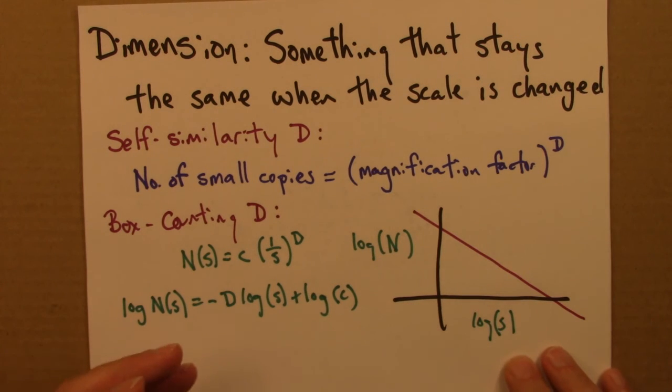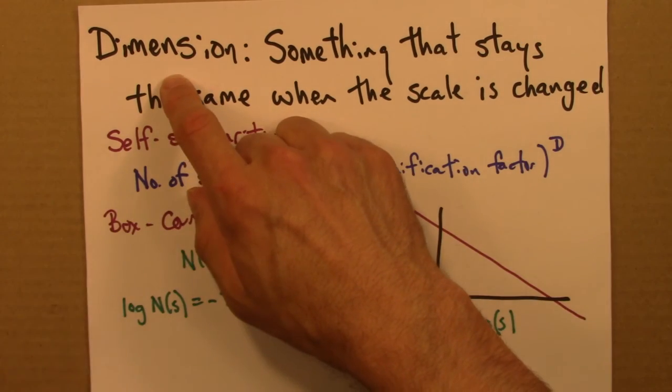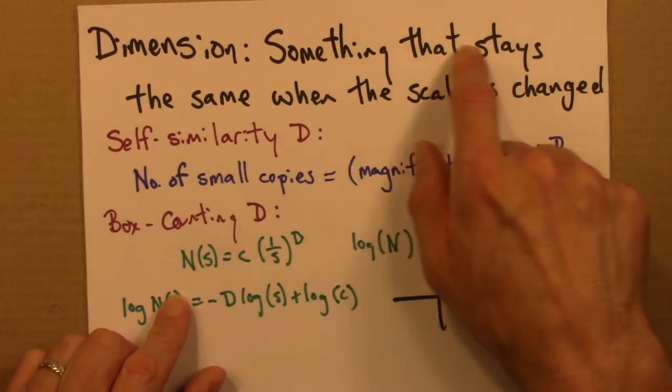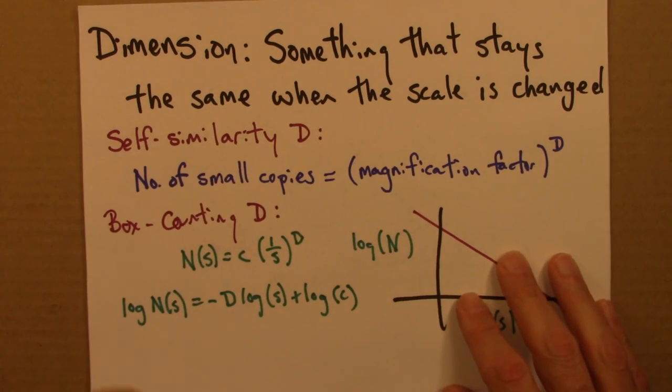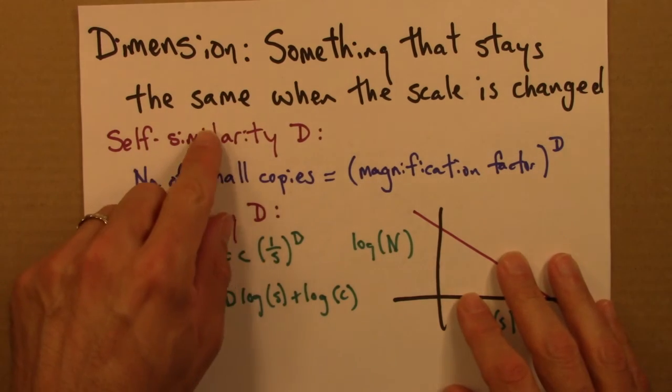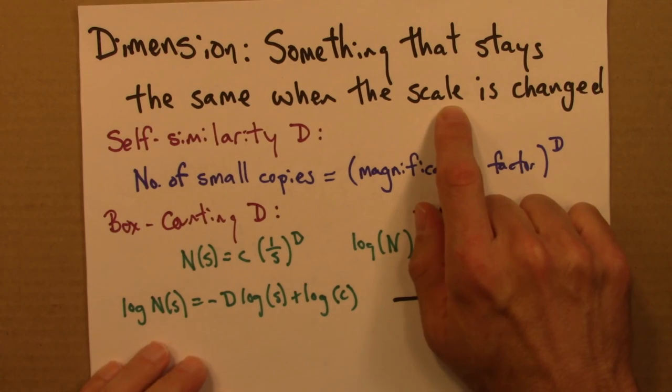Now, there are a number of other different notions of dimension, but at least in the context of fractals, they're all based on this same idea: looking at how the properties of an object change when the scale of the object or the scale of our analysis changes.